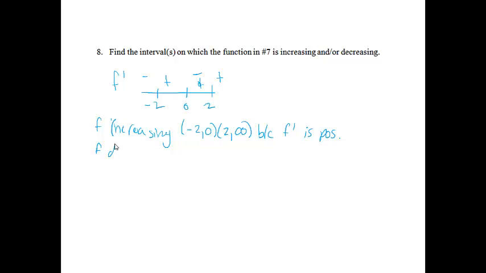Okay, and then f will be decreasing. We'll just look at what intervals where the derivative is negative, and that would be from negative infinity to negative 2, and then again from 0 to 2. And that is because f prime is negative. Please remember, each time I'm referring to f prime.